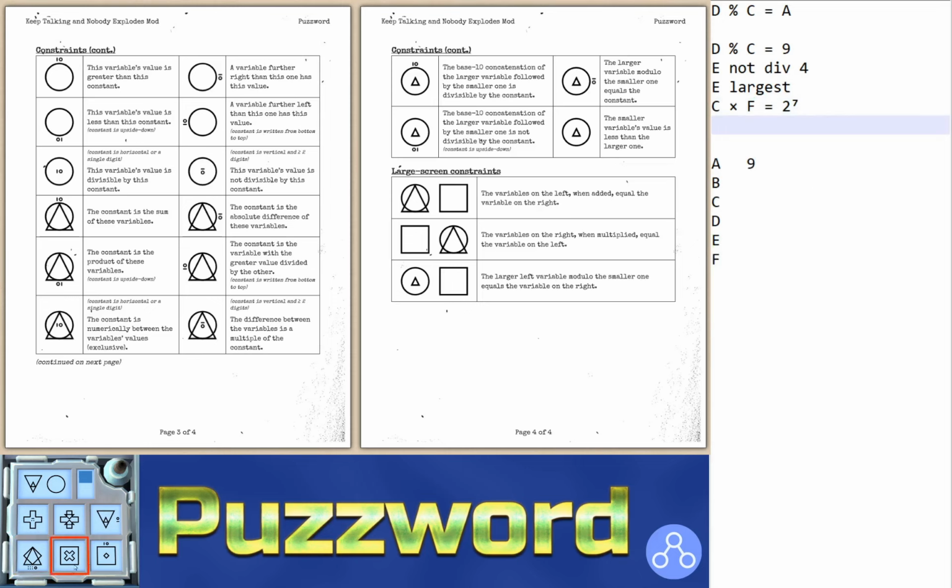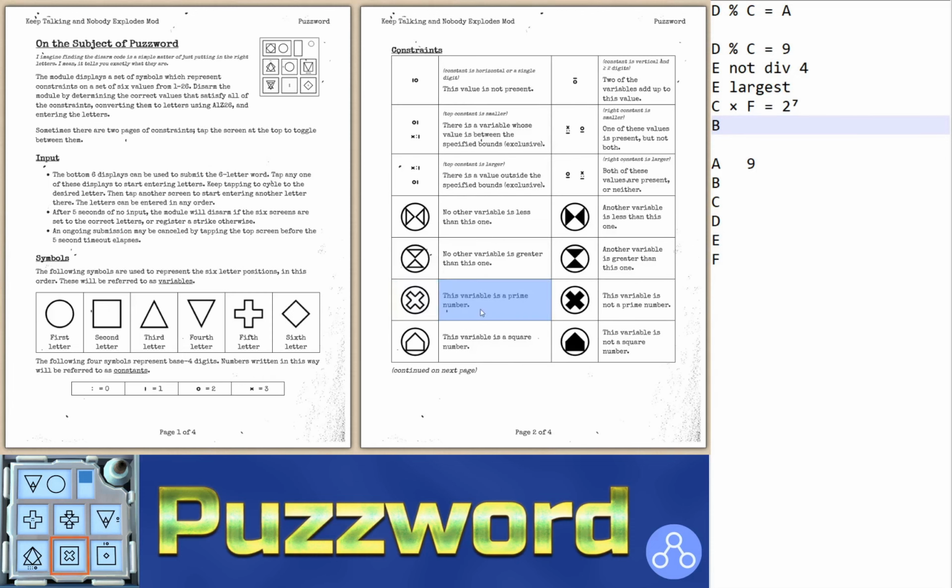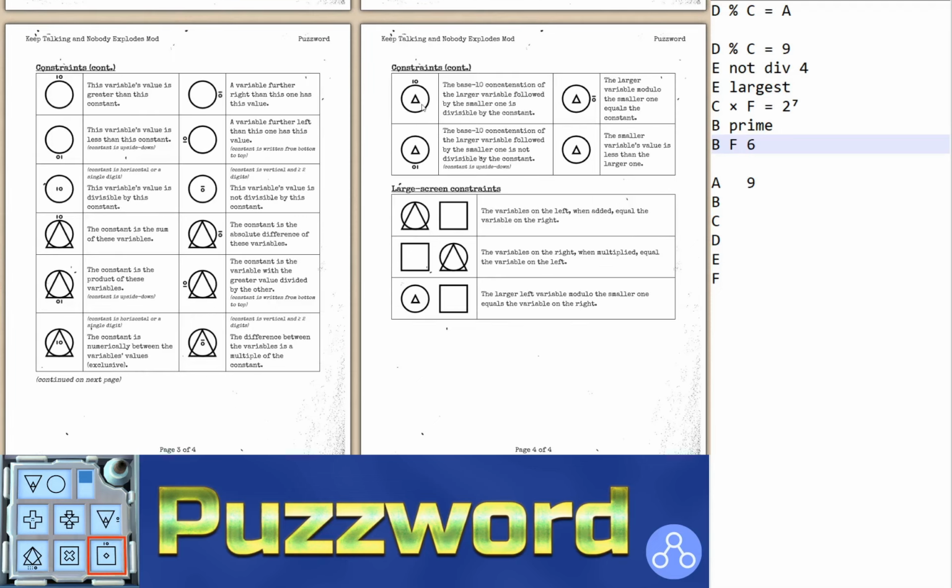So that was this one. Now we have the square is Bravo, and the cross inside of it means that is a prime number. Then we have the Bravo with a Foxtrot inside, and the top reads 1, 2, which is 4 plus 2, so that's a 6. And we're looking at this constraint here. The Base-10 Concatenation. Aha! Now this is interesting.